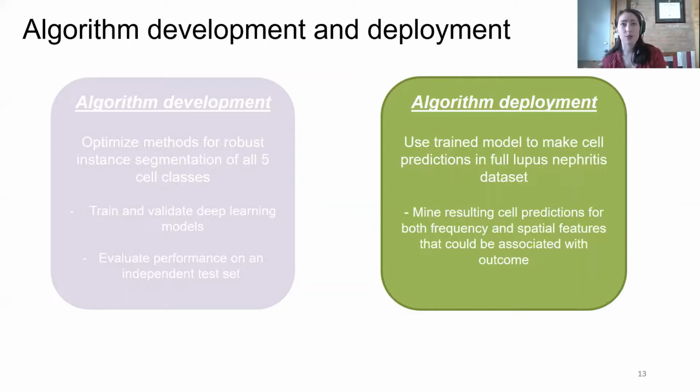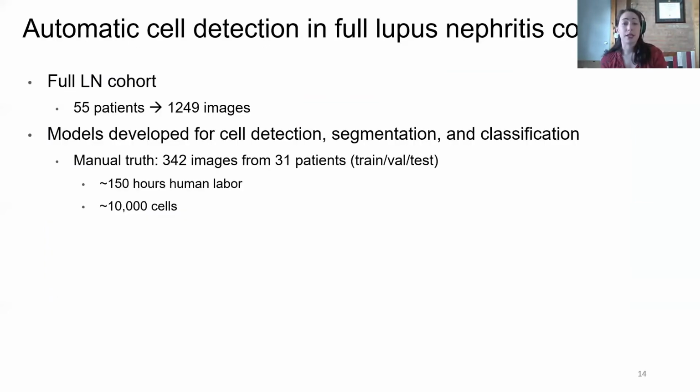So now that we have developed this algorithm and characterized its performance with regard to our lymphocytes and DCs, and we know how well we can detect each of those cell types, we want to deploy this algorithm to actually answer biological questions. So we use our trained models to make cell predictions on the full lupus nephritis data set, and that includes the training and testing data, as well as all of the patient images that were not manually truthed by a human.